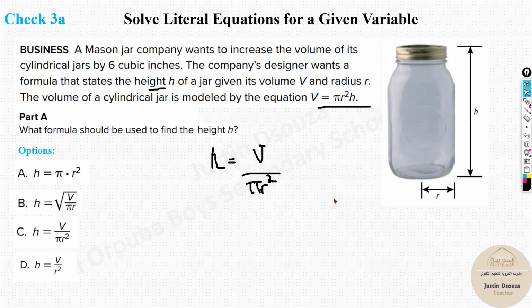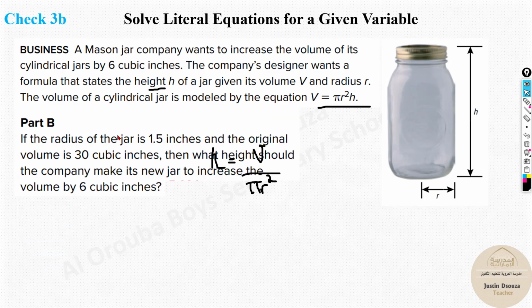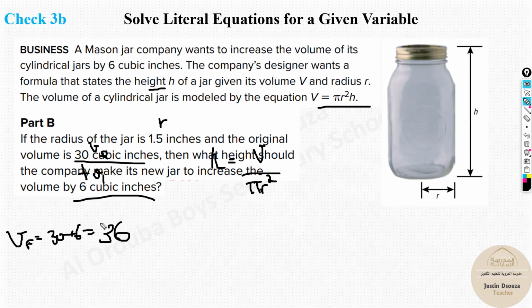Okay, let's see which is the correct option. It's h equals V by pi r squared. It's the third one, C. Now here they have told, if the radius is given and the original volume is so much, what is the height of the jar? Okay, see now this is important. The original volume is 30 cubic inches and they want to increase it by 6. So for the new jar they want 36 volume. Why? Because it's 30 plus 6. You need to add it. V final would be 30 plus 6, that is equal to 36.